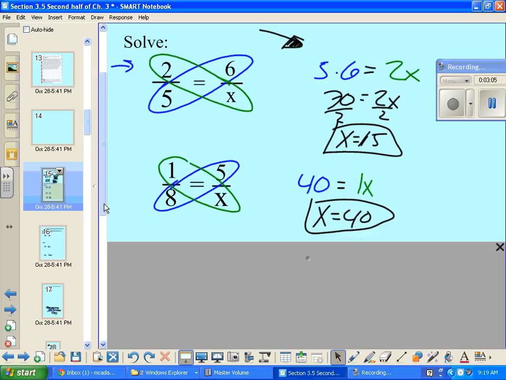That's really what's happening when I'm solving something using cross products. I take this proportion, and really what I'm doing is making a new equation. I'm saying this denominator, the blue ones, 8 times 5, multiplied together is equal to the green ones, 1 times x, multiplied together. This makes my new equation, and then I can solve that equation, whether it takes a few steps or not.